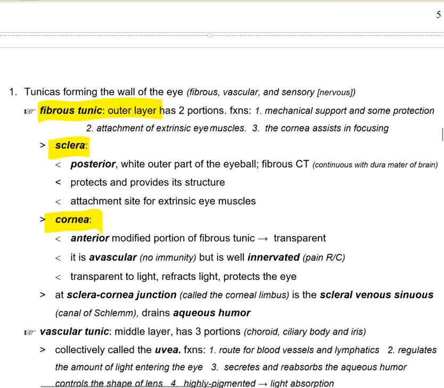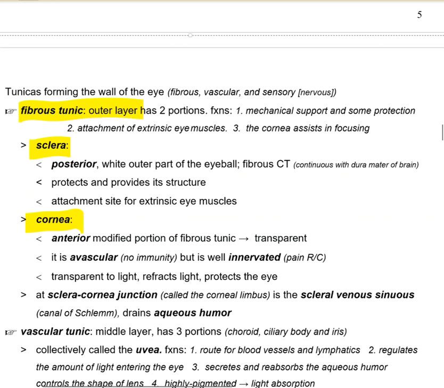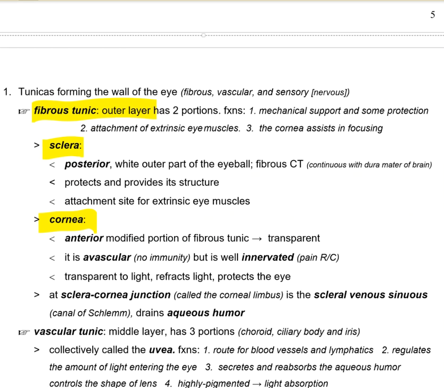Now, what are the functions of this? What does it do? Well, it does a couple different things. There's mechanical support and protection. It forms the outer part of the eye, so it gives the eye its shape and protects the eye. It allows intrinsic eye muscles to attach to it, and the cornea is going to assist in focusing and allows light to go through into the inner part of our eye.